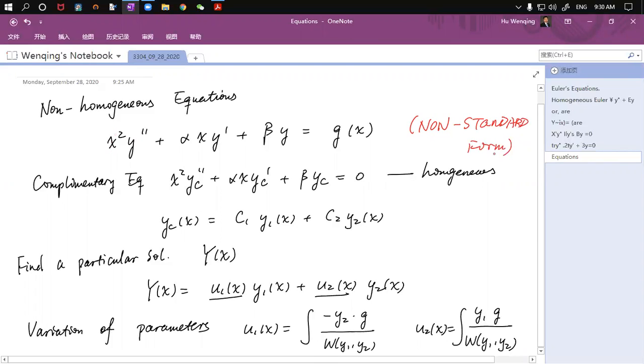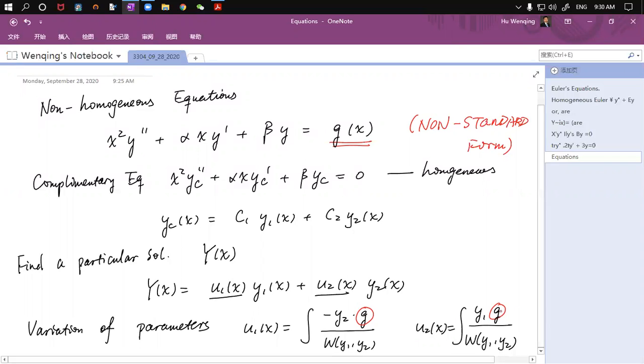So the equation is actually not in a standard form. So that's a problem, right? You cannot really use this g as the same right-hand side in your original Euler's equation, because this is not the standard form of this equation. Is that good, family? So you have to really turn this equation into standard form.